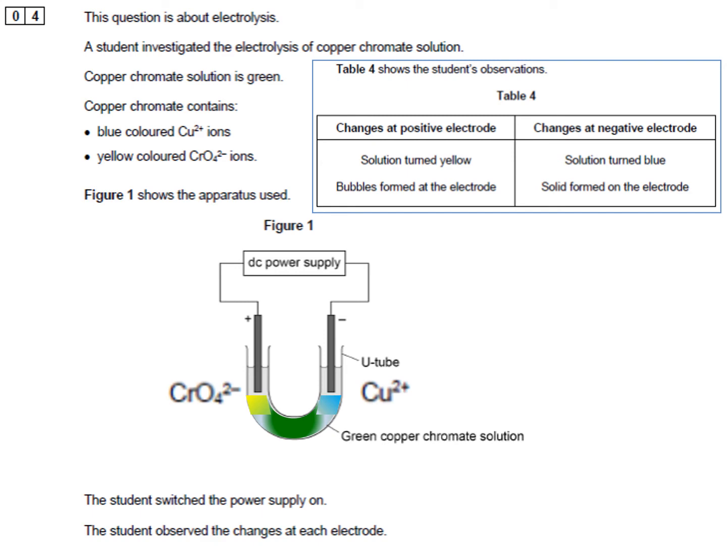We switch on the power, and obviously we're then going to see our positive ions moving towards the negative side and our negative ions moving towards the positive side. Hence we see the separation of the yellow moving towards the positive side and the blue moving towards the negative side, because that's where they're attracted.